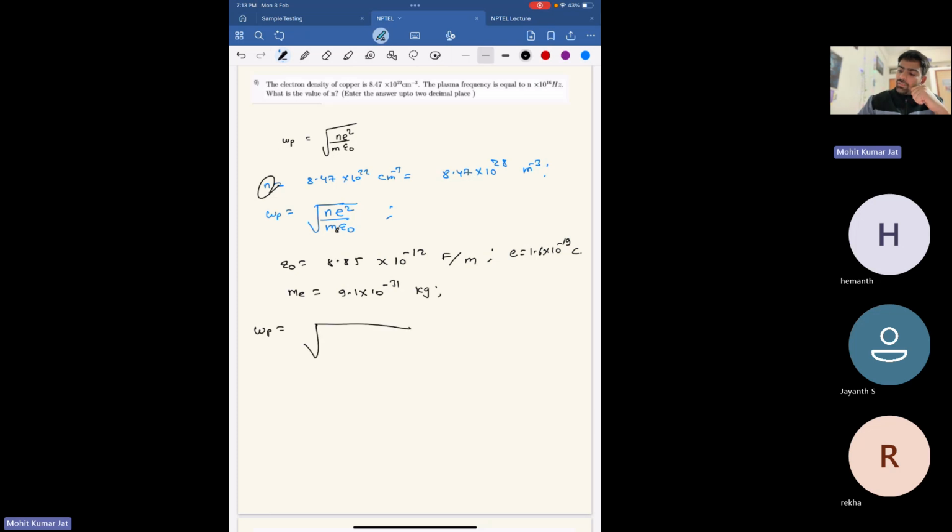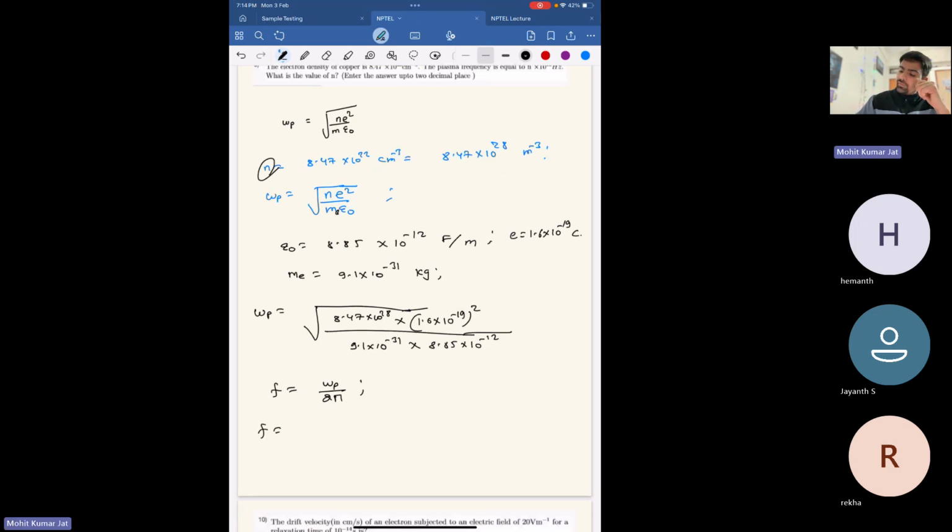Omega p will be under root n, that is 8.47 into 10 power 28 times E square, 1.6 into 10 power minus 19 square, by 9.1 into 10 power minus 31 kg divided by 8.85 into 10 power minus 12. So you calculate the omega p first, and the frequency, since it's given in hertz, so frequency will be given by omega p by 2 pi. That's how the frequency is defined.